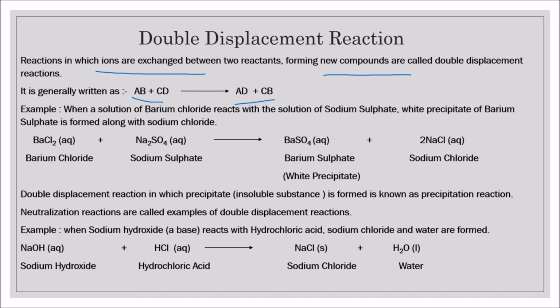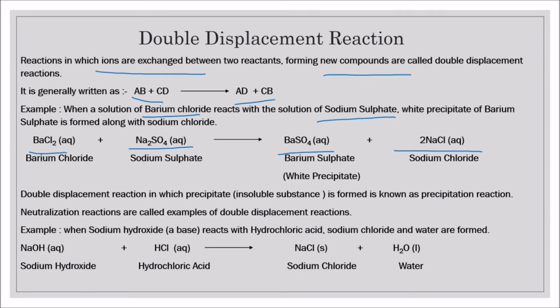When a solution of barium chloride reacts with a solution of sodium sulfate. I repeat, there are two solutions. One is barium chloride, one is sodium sulfate. So what will happen? The ions will exchange between the reactants, and the products formed would be barium sulfate and sodium chloride. Here barium sulfate would be an insoluble substance which is also called a precipitate. It's a white precipitate here.